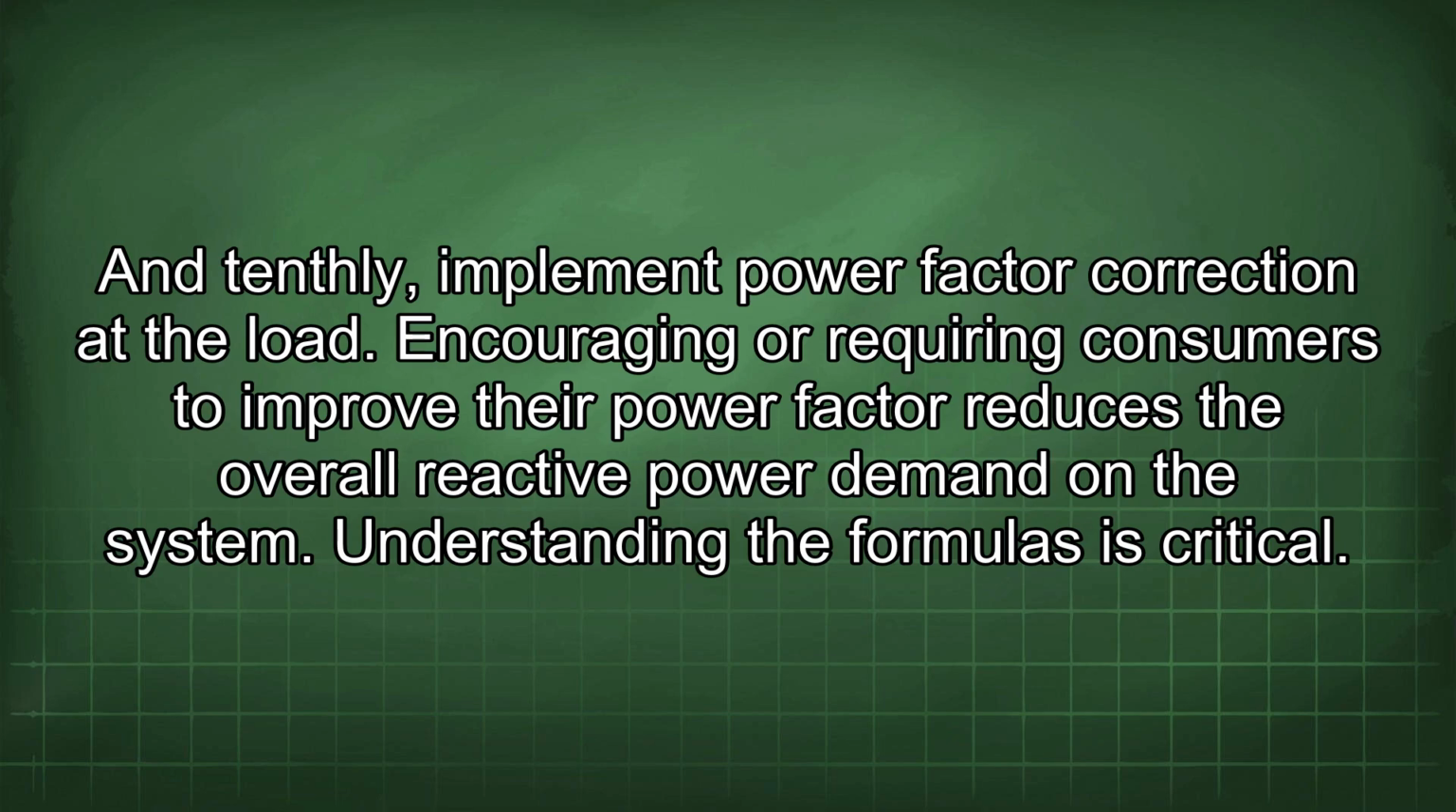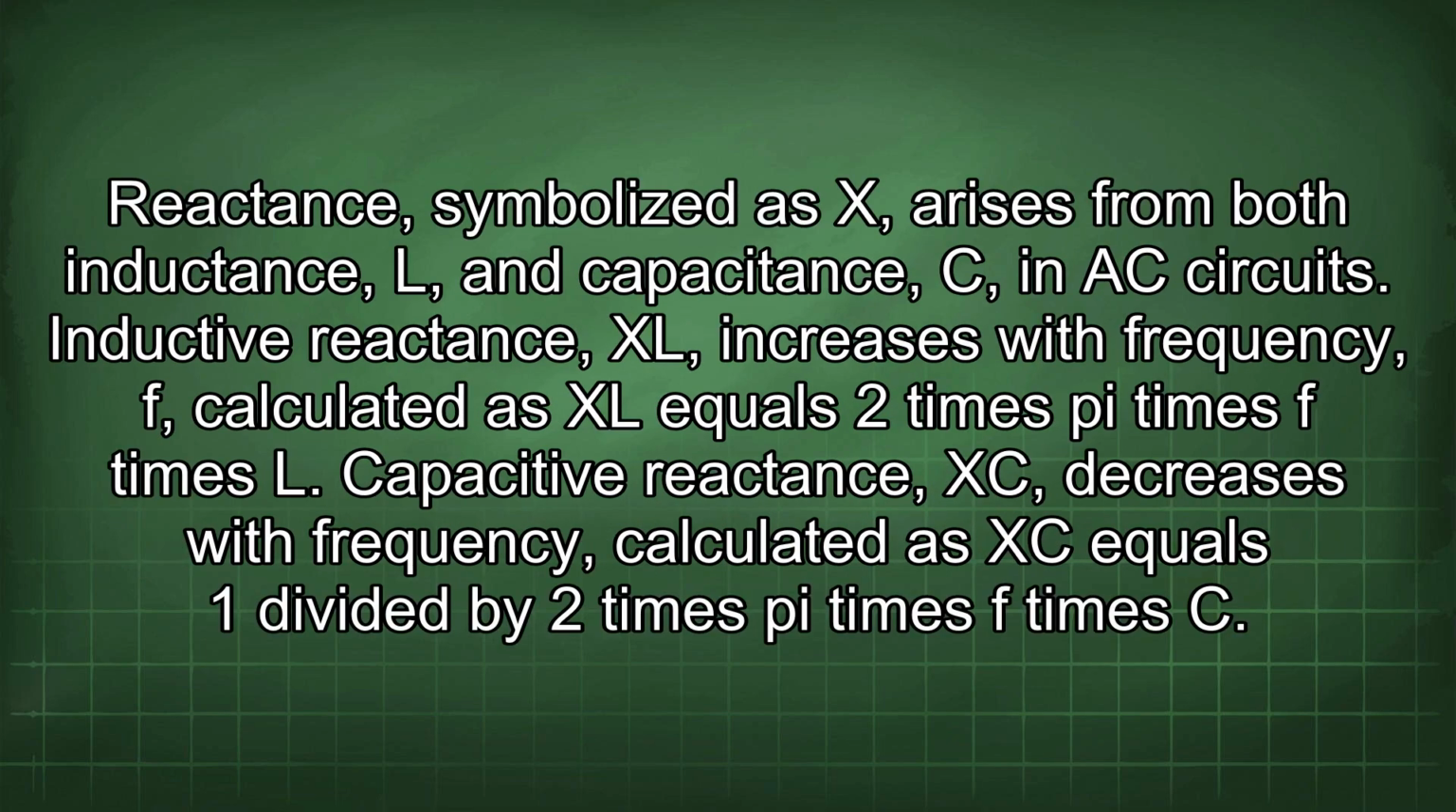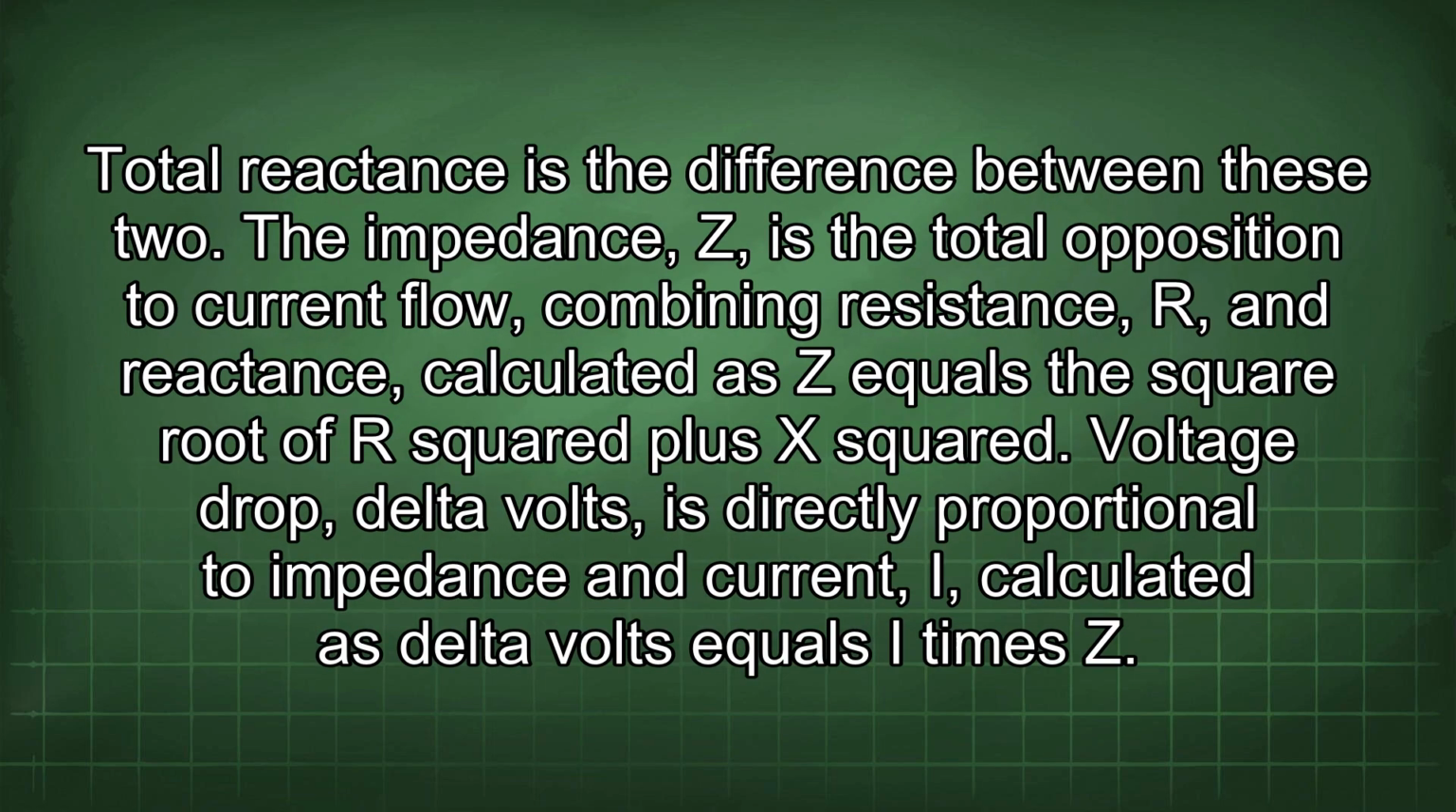Understanding the formulas is critical. Reactance, symbolized as X, arises from both inductance L and capacitance C in AC circuits. Inductive reactance XL increases with frequency F, calculated as XL equals 2 times pi times F times L. Capacitive reactance XC decreases with frequency, calculated as XC equals 1 divided by 2 times pi times F times C. Total reactance is the difference between these two.